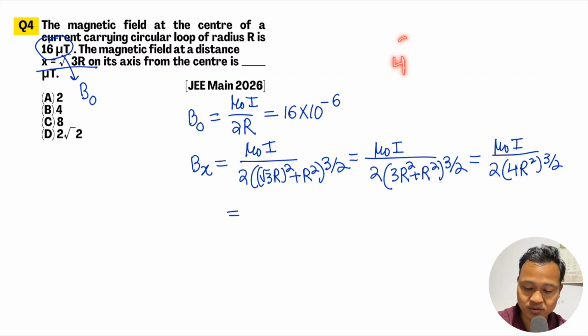So 4 power 3 by 2, I can write this as 2 square power 3 by 2. So 2 gets cancelled out, I will have here 2 cube, which is 8. Now r square power 3 by 2, 2 cancels out, you'll have r cube. So that means you have mu naught into I divided by 2 into 8r cube.